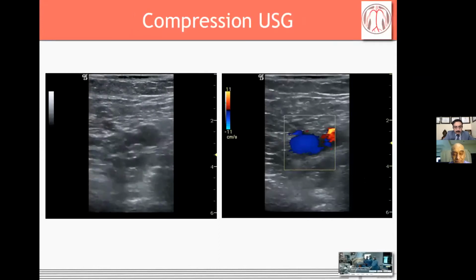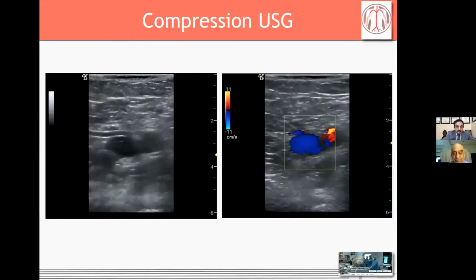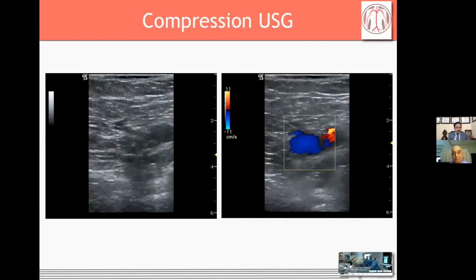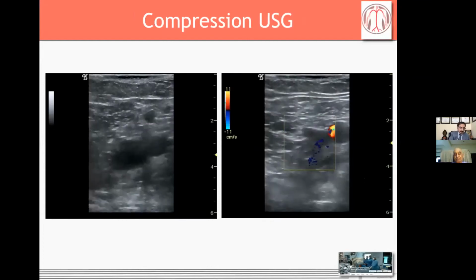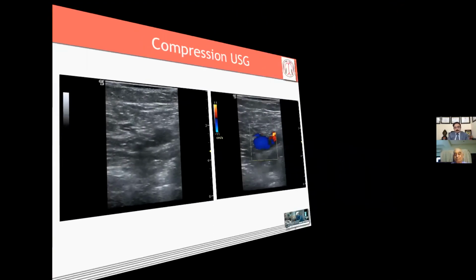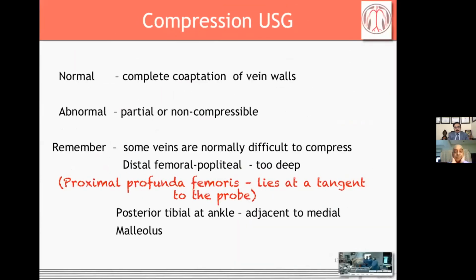So here again on this clip, you can see how easily they are compressible. Here on the color mode, and there it's a B mode, basically a 2D. So coming to the compression USG, complete coaptation of the vessel wall, that is normal. Whenever there is an abnormality, you may have some partial compression, or it will be completely non-compressible.